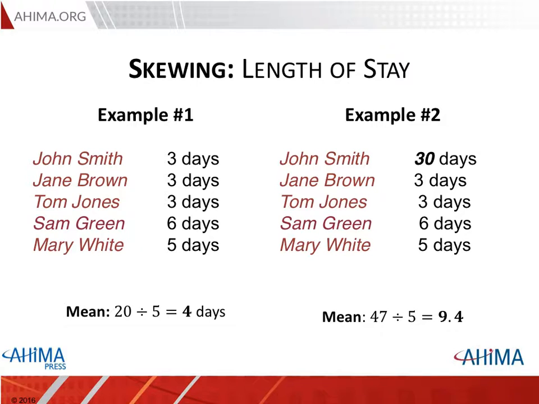Remember, in our original example, John's length of stay was 3 days and our mean was 4 days. Notice how all of our other patients only stayed between 3 and 6 days. Their length of stay is closer to the 4 days than it was to the 9.4. John's long length of stay skewed or distorted our mean, and our data really does not reflect how long patients typically stay in our facility.